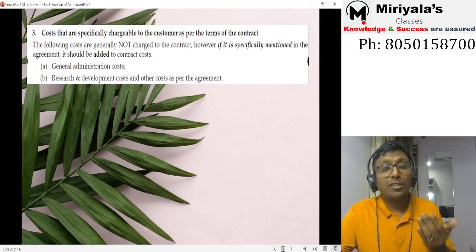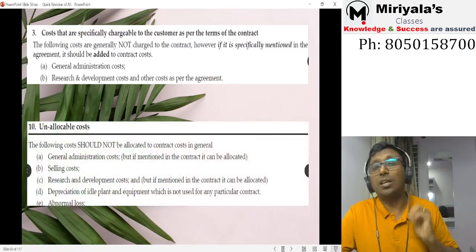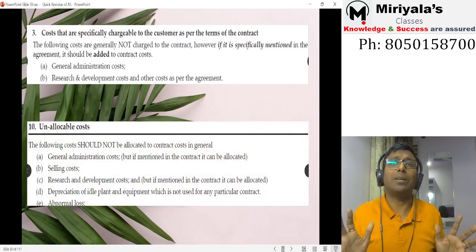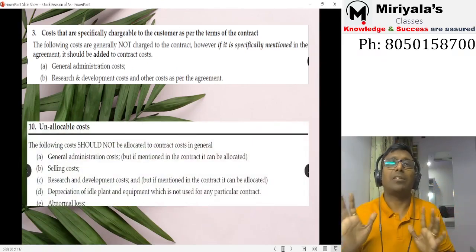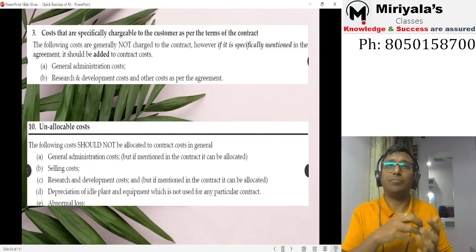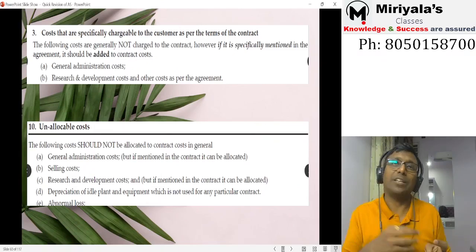Right. Next point is which costs will not be part and parcel of the contract cost. These are the costs. General administration overhead will never be part and parcel of any contract cost. It will not be part of the inventory, it will not be part of the fixed asset, it will not be part of the intangible asset. Got it? It will never be part of anything. And selling and distribution cost, obviously never. Research and development, just now I told you.